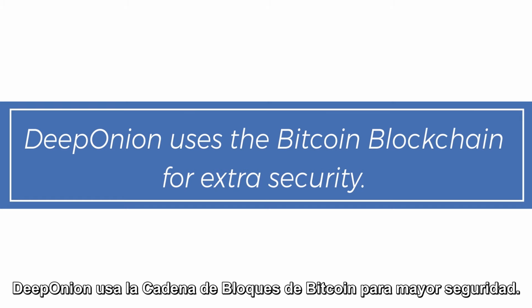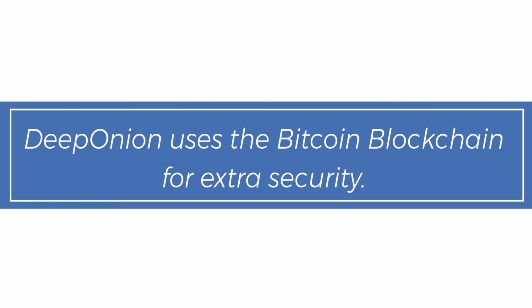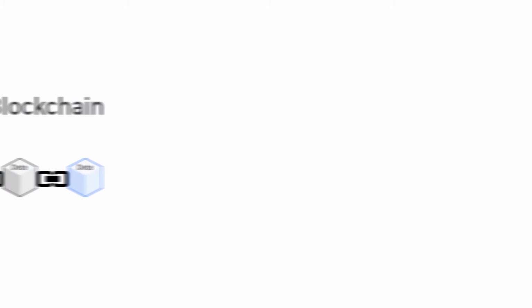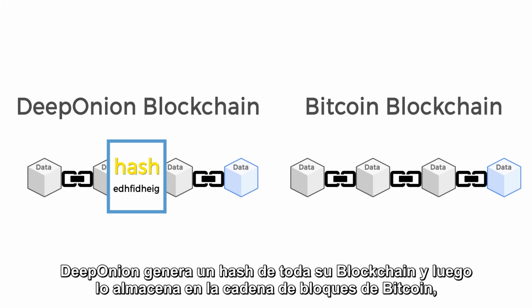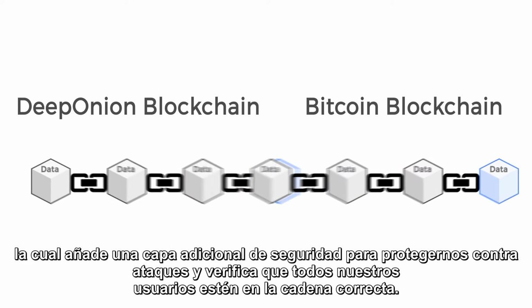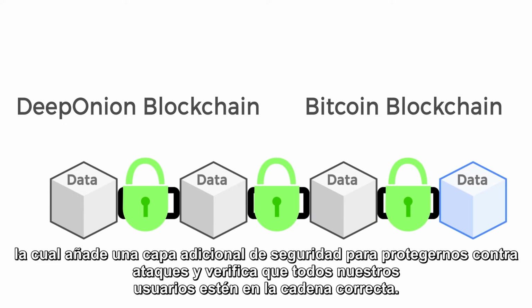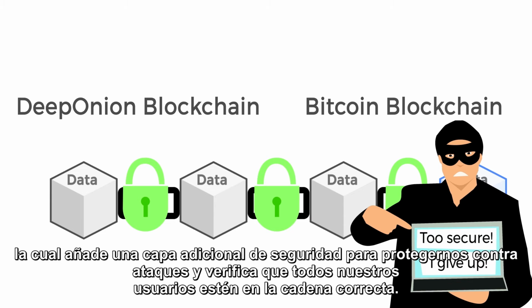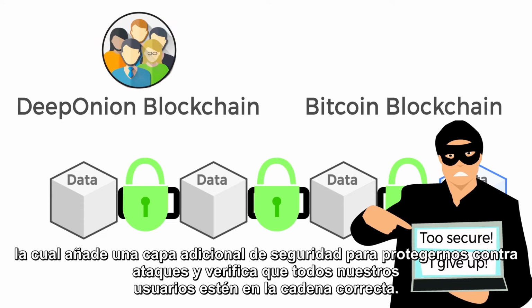DeepOnion uses the Bitcoin blockchain for extra security. DeepOnion generates a hash of its entire blockchain and then stores it on the Bitcoin blockchain, which adds an extra layer of security to protect us against attacks and verifies that all of our users are on the correct chain.